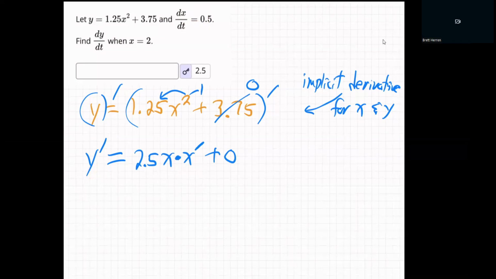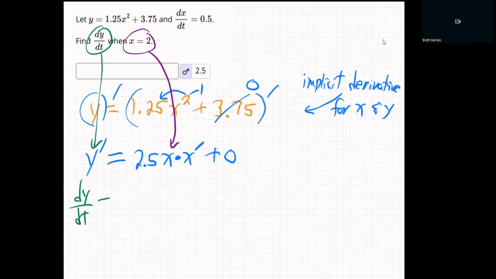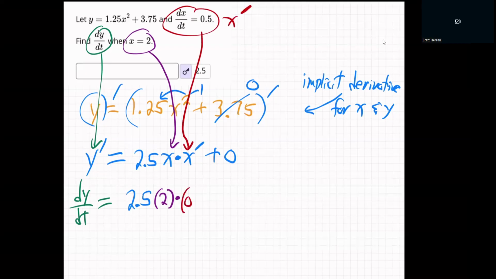All right, here we go. So let's find our stuff now. dy dt, what we want to find. That's dy dt. Okay, and then what are they giving us? They're giving us x is 2. So let's plug that in. So we'll say, okay, dy dt, or you can just say y prime, whatever, is 2.5 times x, which is 2, times x prime. Now, what's x prime? It's right there, dx dt, that's x prime, which is 0.5, like that.